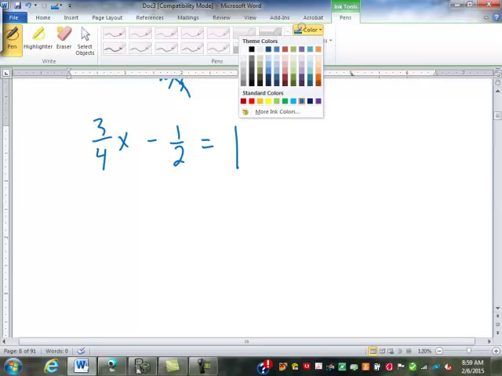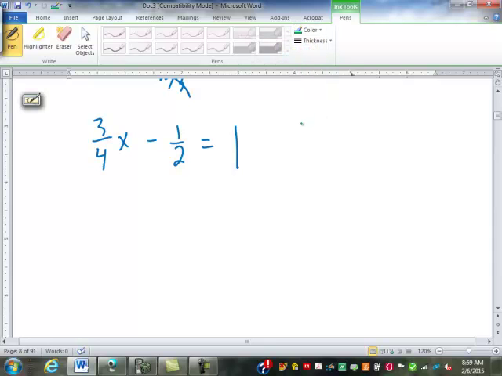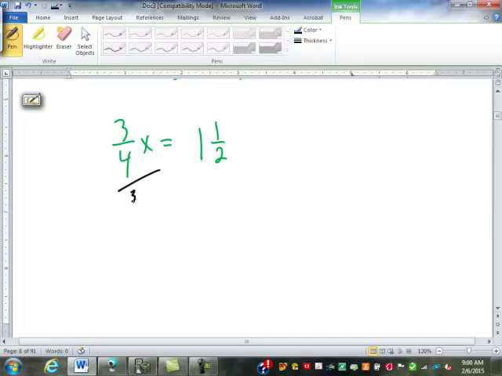Now what? Careful. Add the 1/2. There we go. So 3/4 x. What's 1 plus 1/2? Just 1 and 1/2. Very good. And then divide by 3/4.